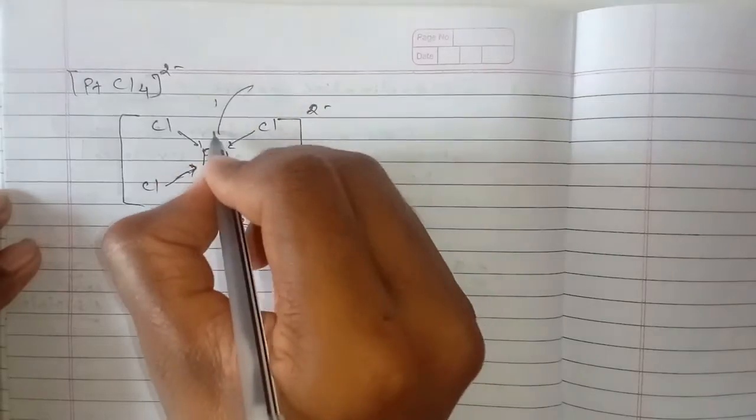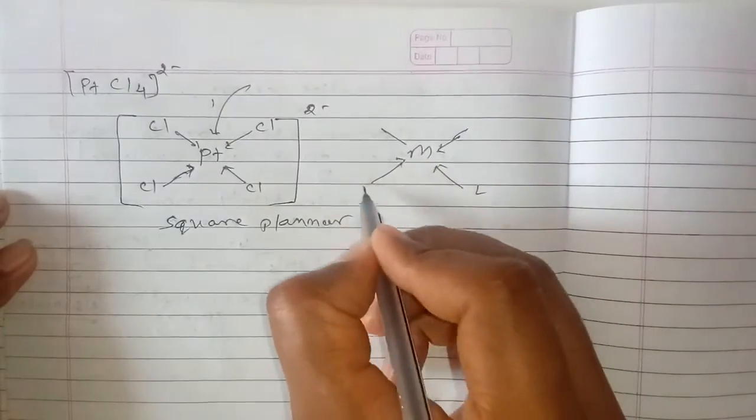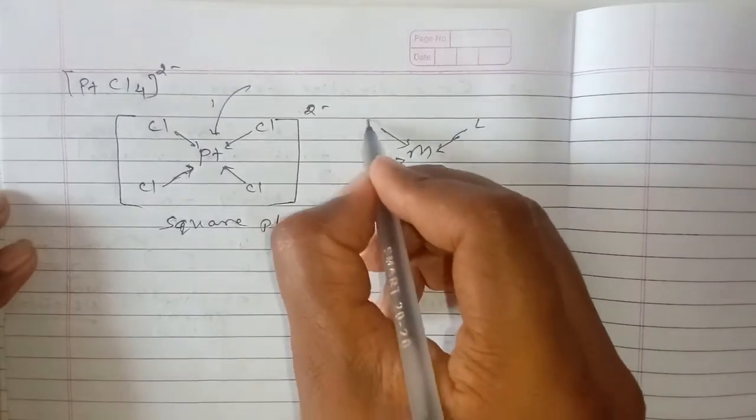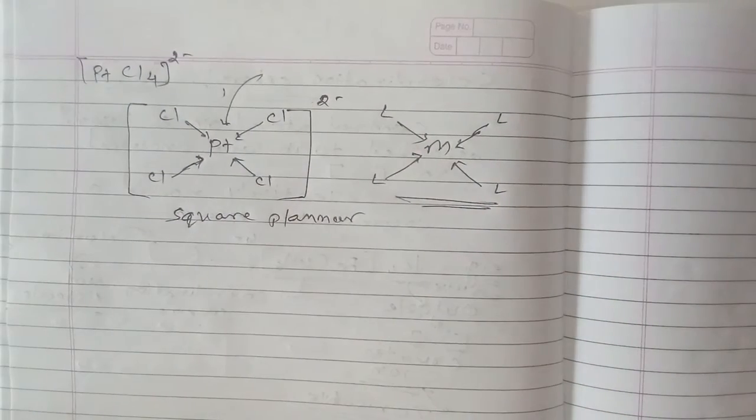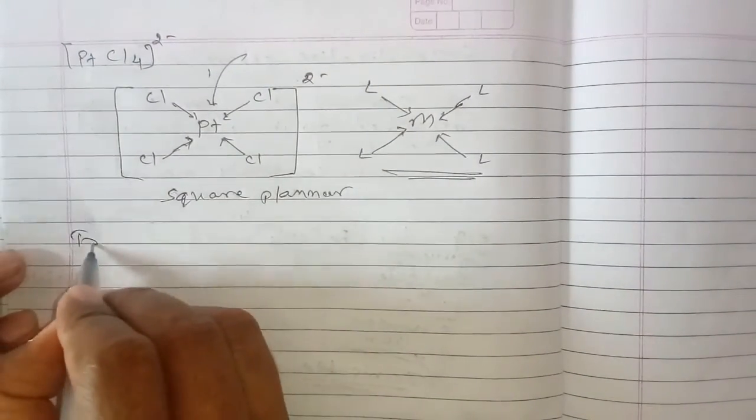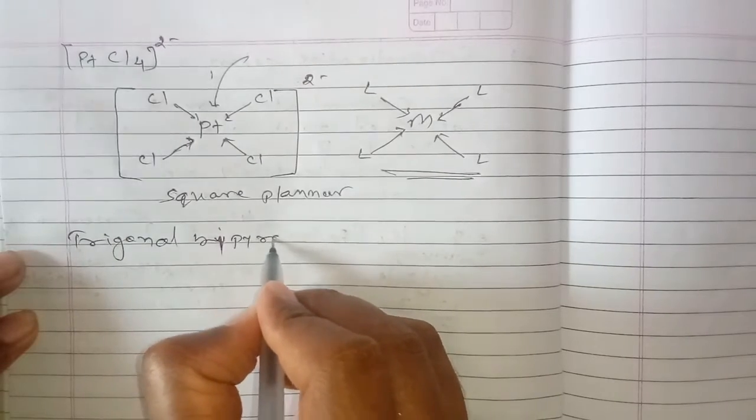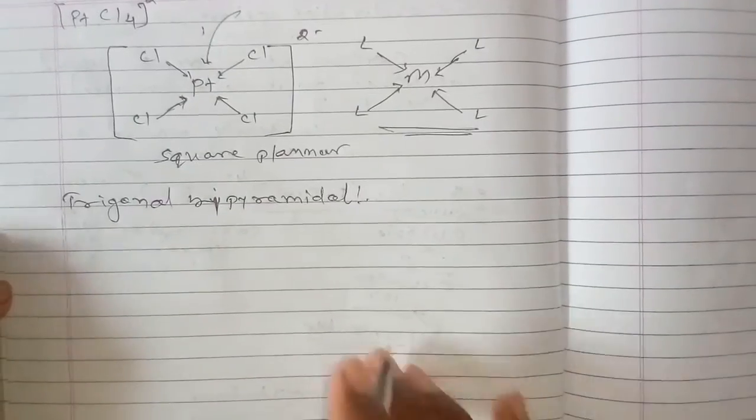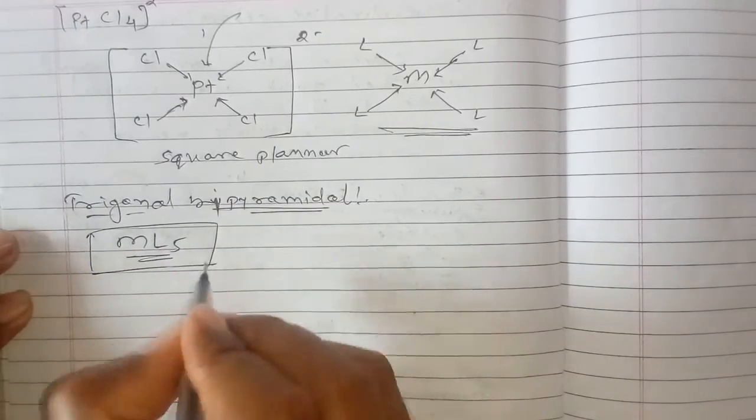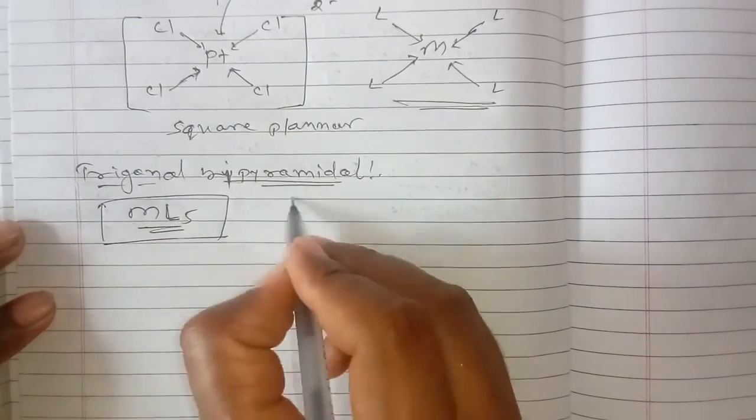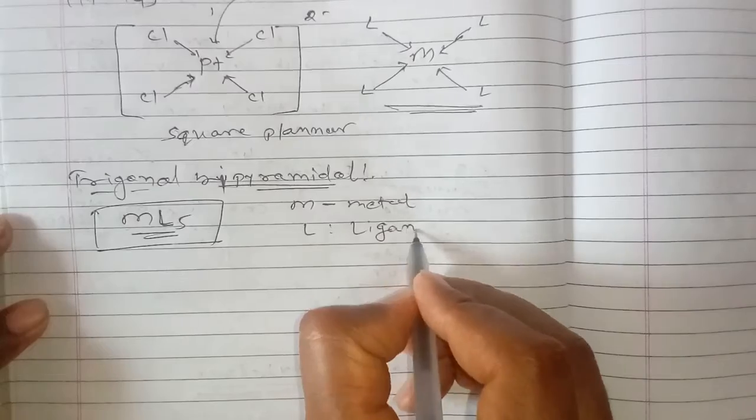is the metal and the 4 ligands. Now in case of trigonal bipyramidal, mostly the trigonal bipyramidal is in ML5 types of complexes, M for metal and L for ligands. Here M is the metal atom, or L stands for ligands.